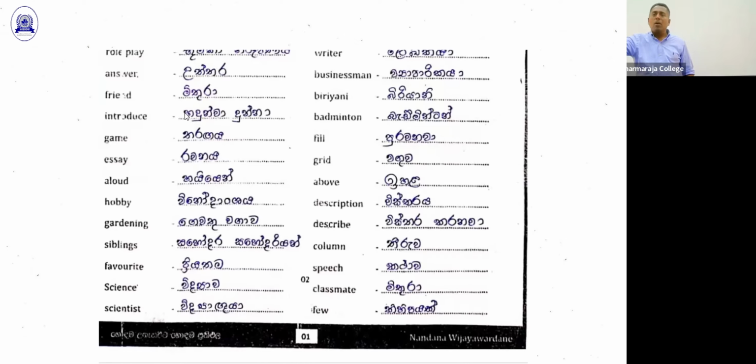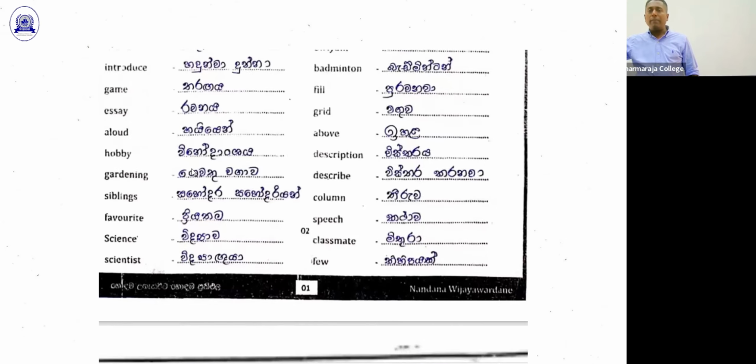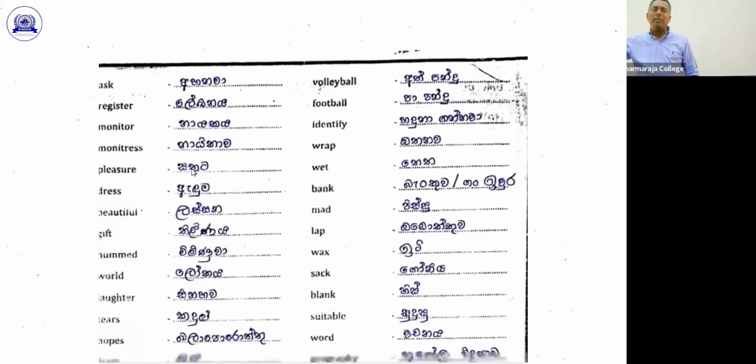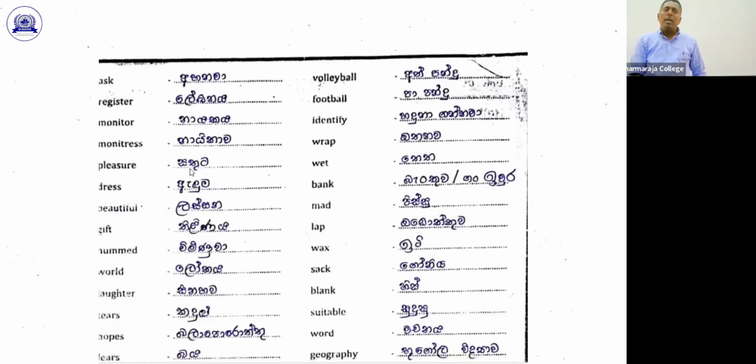describe. Column, and you can see two columns now. We are reading the second column. Column, the speech. Address, welcome speech, welcome address, classmate, register.